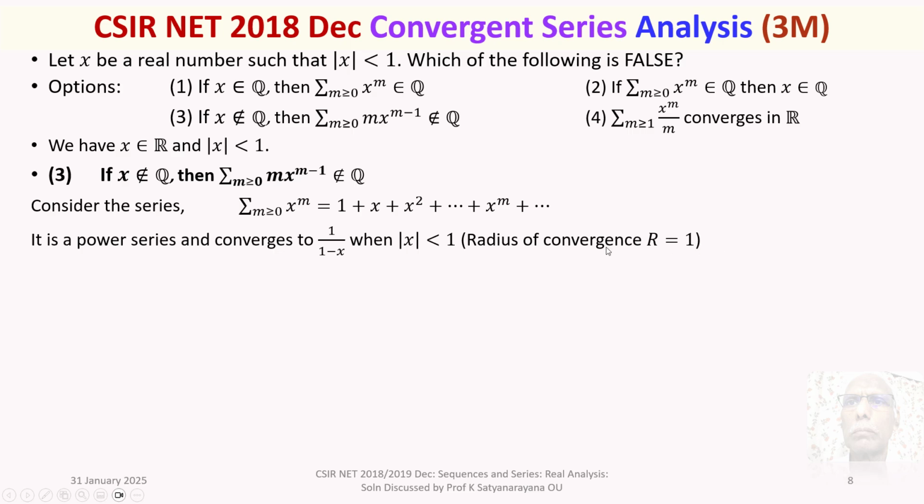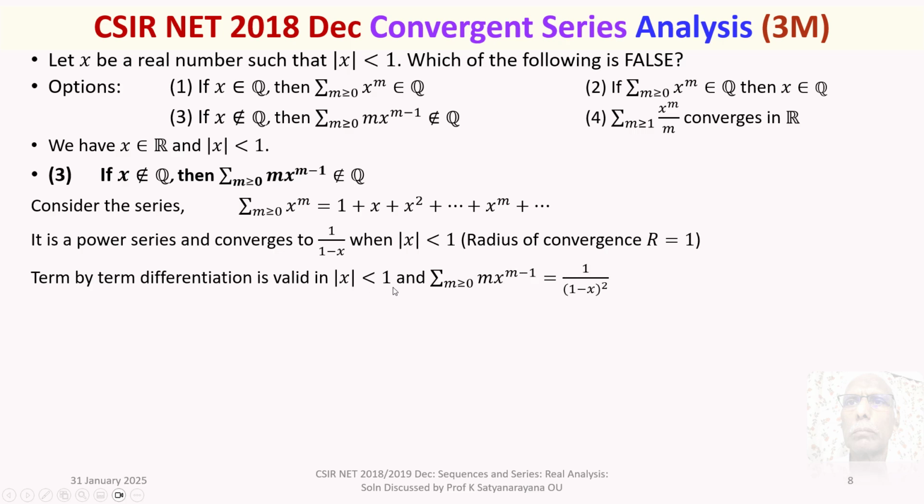So, inside the radius of convergence, the series also converges uniformly. Therefore, term by term differentiation is valid in mod x less than 1, inside the circle of convergence. The term by term differentiation is sigma m greater than or equal to 0, the derivative of x to the power of m, which is m x to the power of m minus 1, and the derivative of 1 by 1 minus x is 1 by 1 minus x whole square.